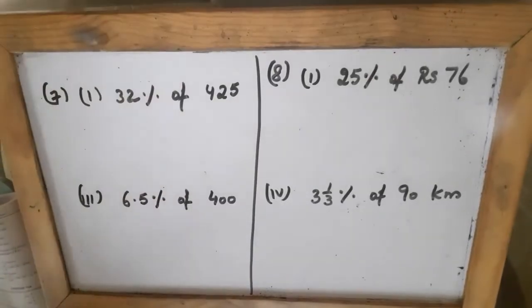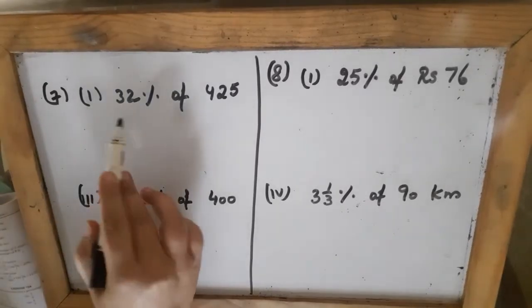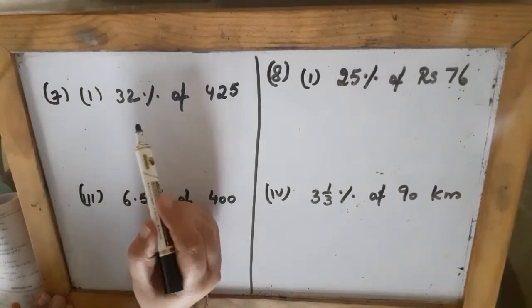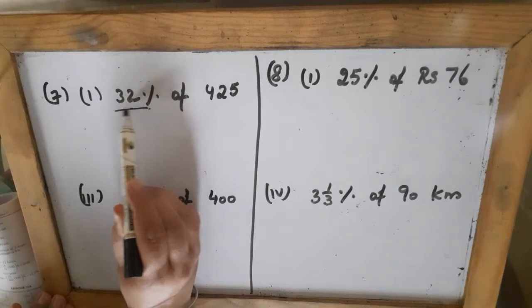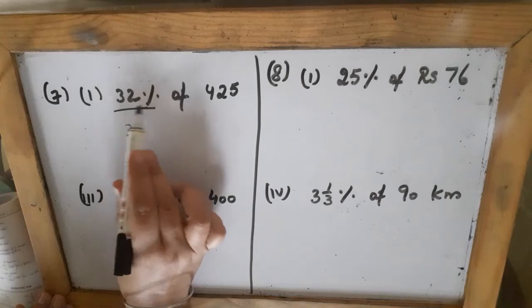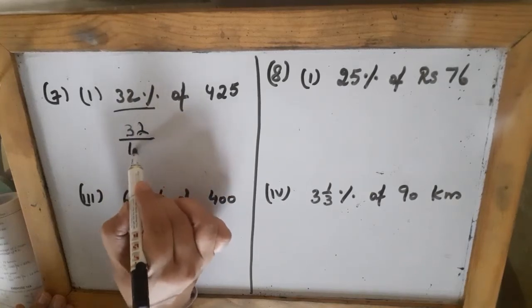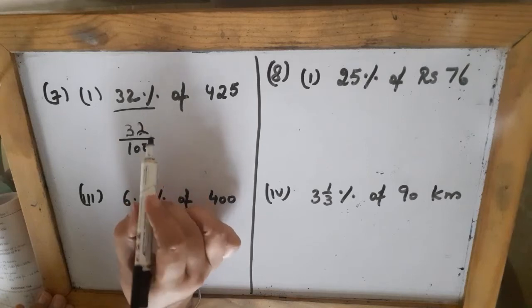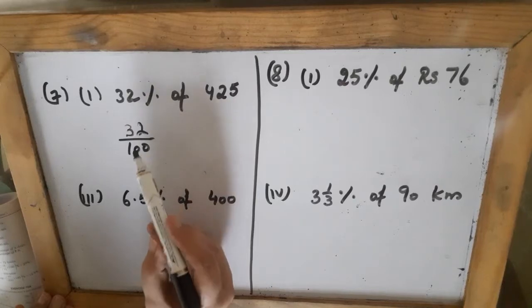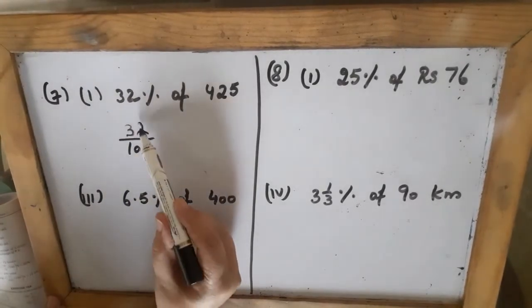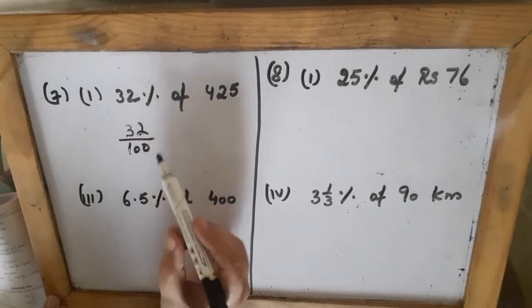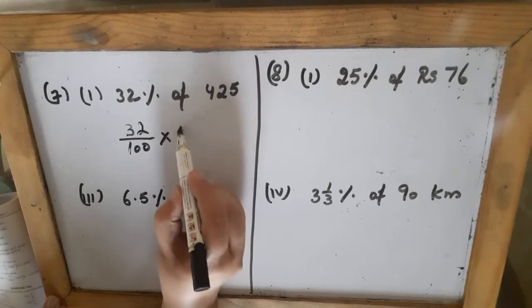Now come to the 7th and 8th question. In this you have to find the percentage of a given number. Now how do you find the percentage of a number? First of all, this 32%, you convert into a fraction. How will you convert this into a fraction? 32%, percent means out of 100, so you will write 32 upon 100. The percentage sign becomes the denominator 100, so you convert this into a fraction. 32% means 32 upon 100. So 32% of means multiply by 425.